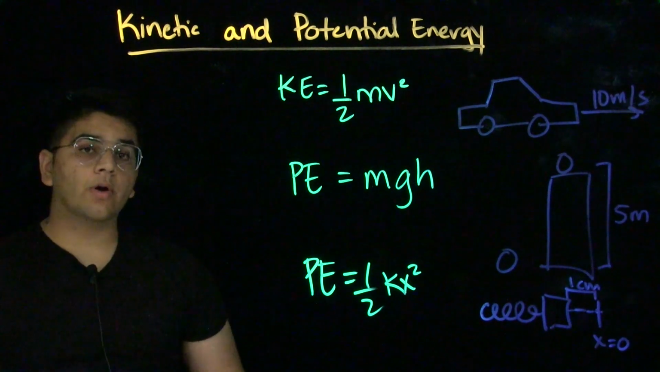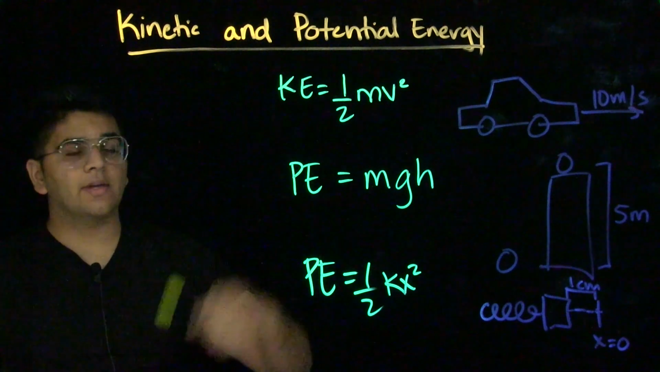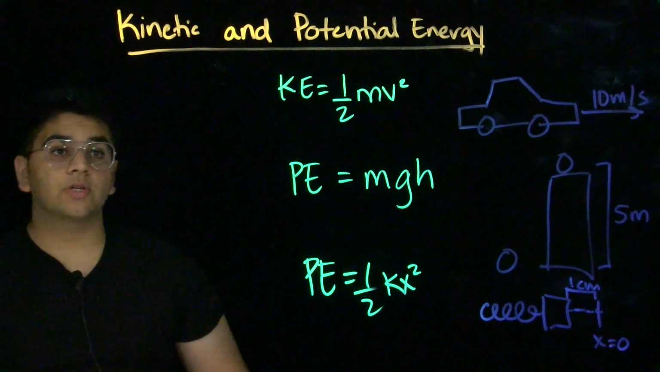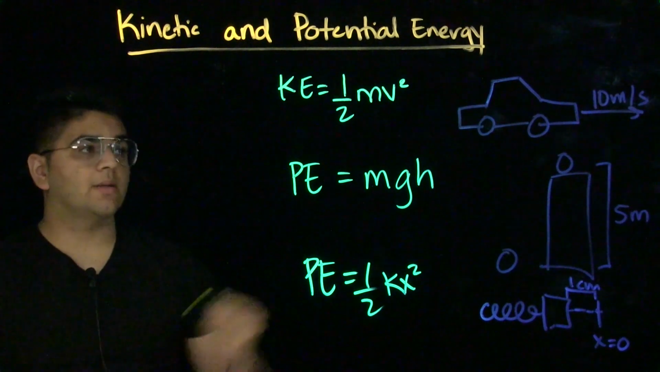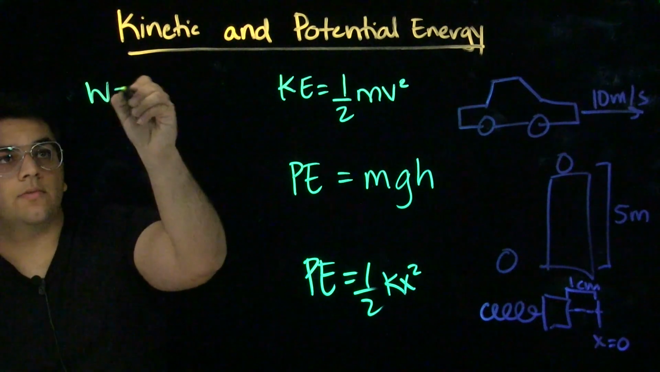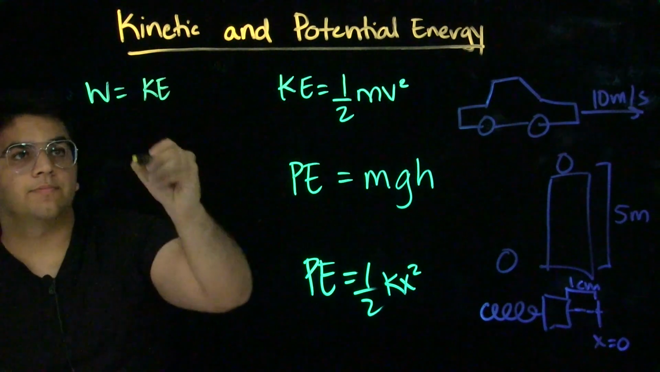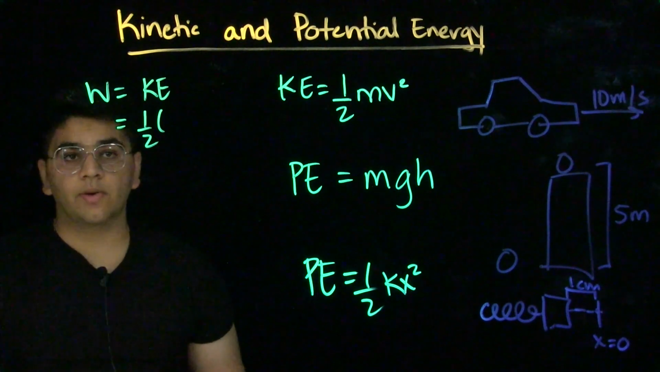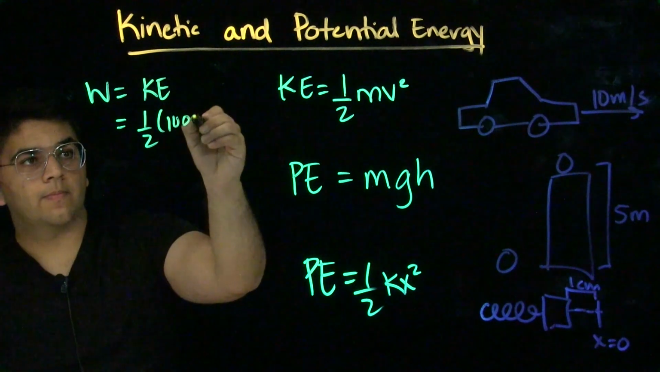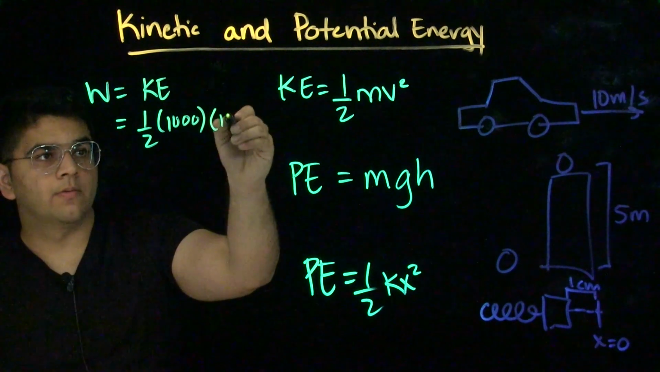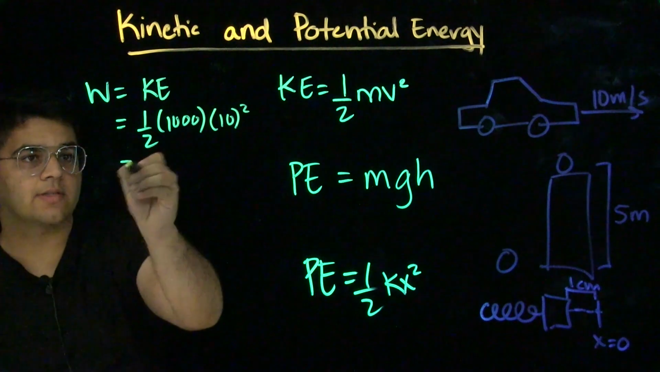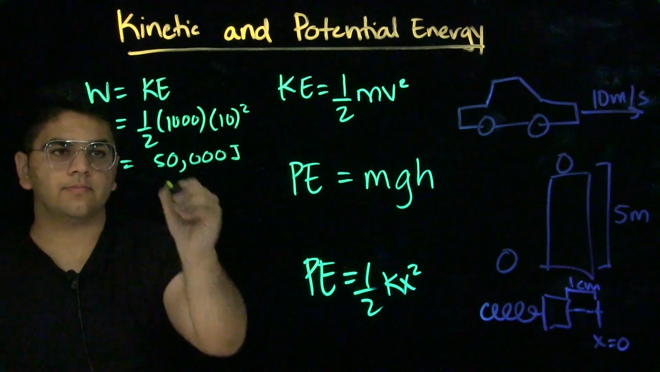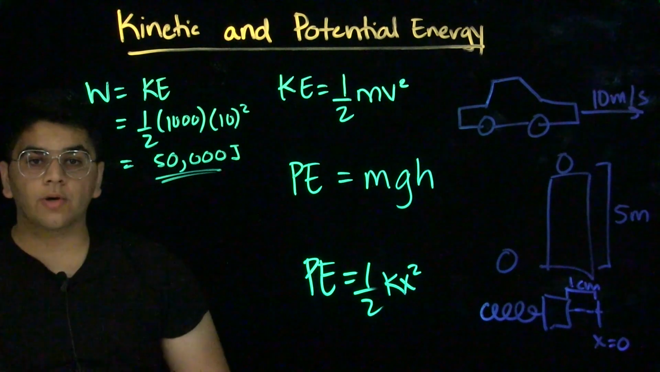So, what would be the work required to get the kinetic energy to go to 0, or to have the car go to a stop? That would just be equal to the kinetic energy of the car at 10 meters per second. So the work done would just be equal to the kinetic energy, which is 1/2 times, let's consider a 1,000 kilogram car, times the velocity squared, which gives us an energy of 50,000 joules is required to stop the car.